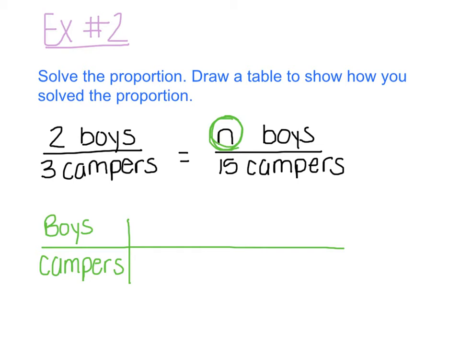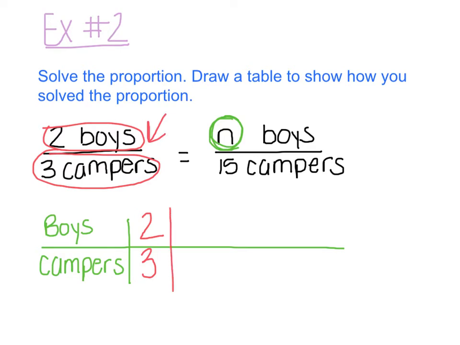So I already set up the boys and the campers, and we start out with 2 boys. So I'm going to put that in my chart in the boys section, 2. And then we have 3 campers. So that goes in the campers section. So 2 boys and 3 campers. All I did was take the information from this ratio and put it into the table. So now I'm going to just count on. Now I could count on forever, but I know that I can stop when I get to 15 campers because that's the goal. I don't have to go any further than that.